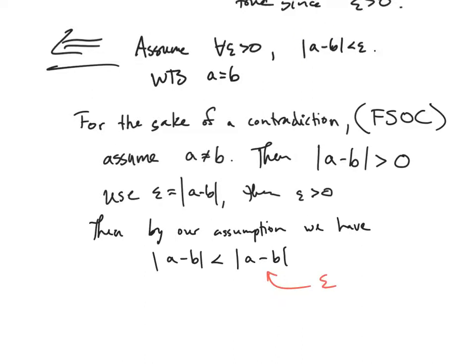The assumption says A minus B is less than epsilon, for no matter what epsilon is, for every number that's positive. And since A minus B we said was positive, we can use that for the epsilon, and we say A minus B is less than A minus B, and that's a contradiction, because it's not. I mean, if it were less than or equal, that would be fine, but not less than. So this is our contradiction.